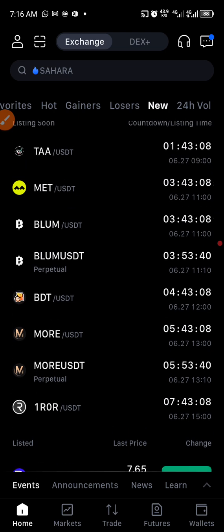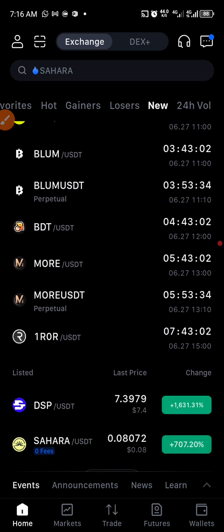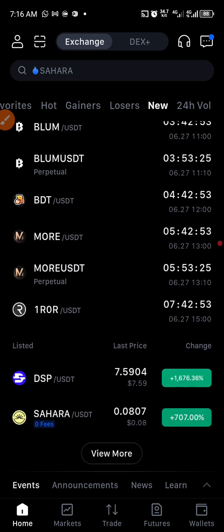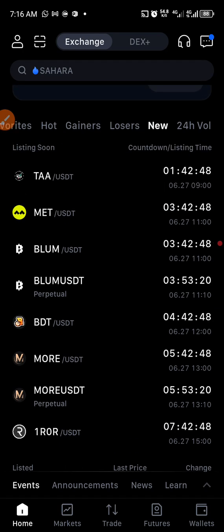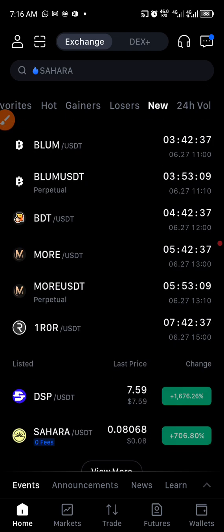So now if you want to trade this one, it shows that you can go. Then this is another coin that will be listed today, more. This is more USDT, so you can trade this one too. Blum and more will be listed today. On a daily basis, when you check here, you'll be seeing the new coins that will be listed that day. If it will not be listed on that day, they will tell you the date when it will be listed.